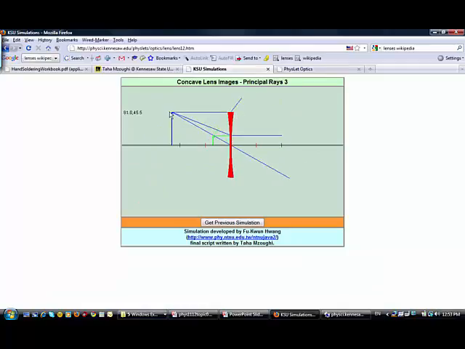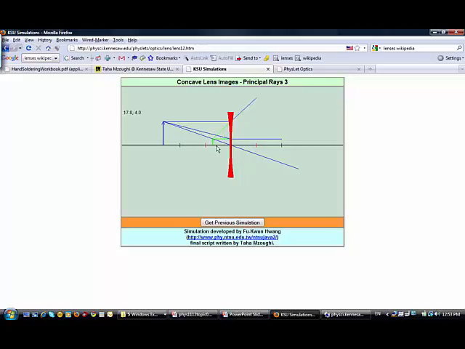So this is what we have. See, this is the one coming parallel to the principal axis. It comes out this way. The one pointed towards the focal length comes out parallel. The one through the center. And you see these beams are not going to meet up. But they look like they are coming from this image here that is on the same side as the object.